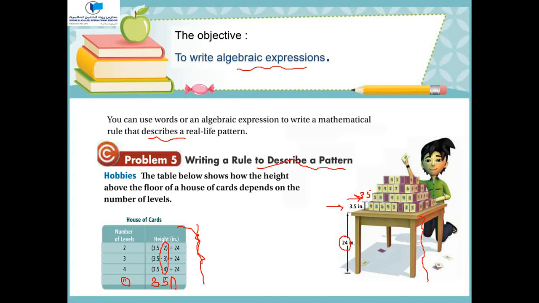Finally, we have 24 in all of them. So, that's a constant in all of them. So, just say plus 24. And you are done. That's the answer. So, the answer is 3.5n plus 24. That's it.